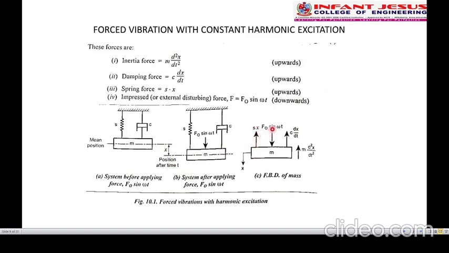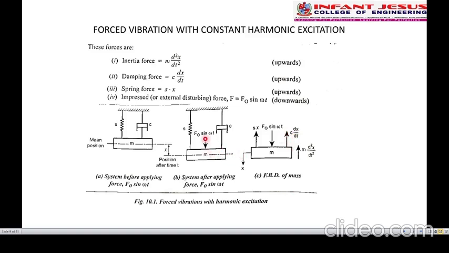Next, this is the external force, that is a harmonic force which is acting in the downward direction. Next we have the damper. There is a damping force acting in the upward direction. The value will be equal to C into dx by dt. So C into dx by dt is the damping force acting in the upward direction.